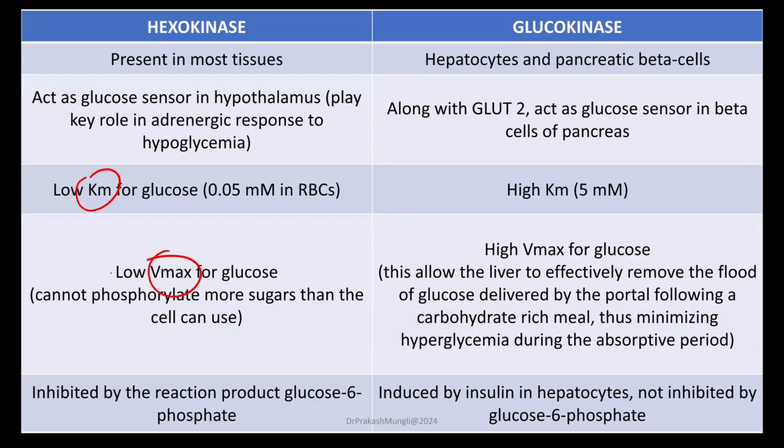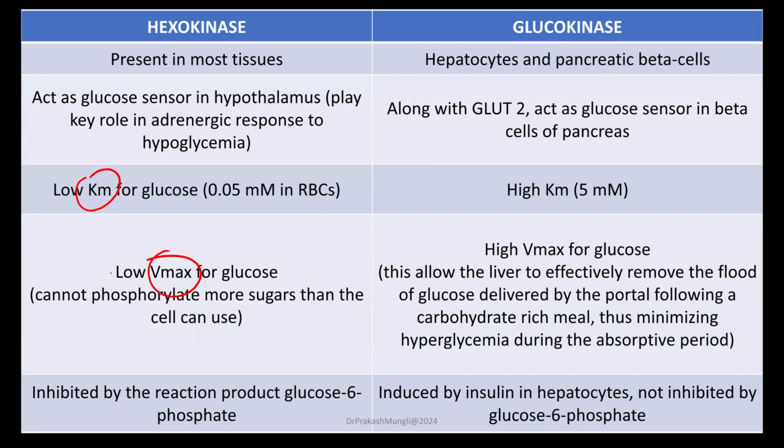If your hexokinase becomes a high Vmax enzyme, you get into hypoglycemia. That is why it is important that hexokinase has a low Km, making sure it is providing glucose at all times. But at the same time, it should be low Vmax so that cells cannot use more glucose than what they need, so that it will prevent a hypoglycemic condition.